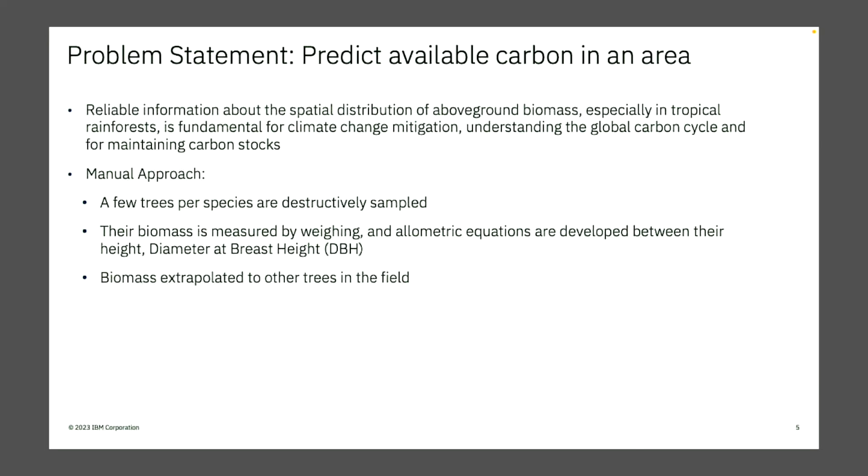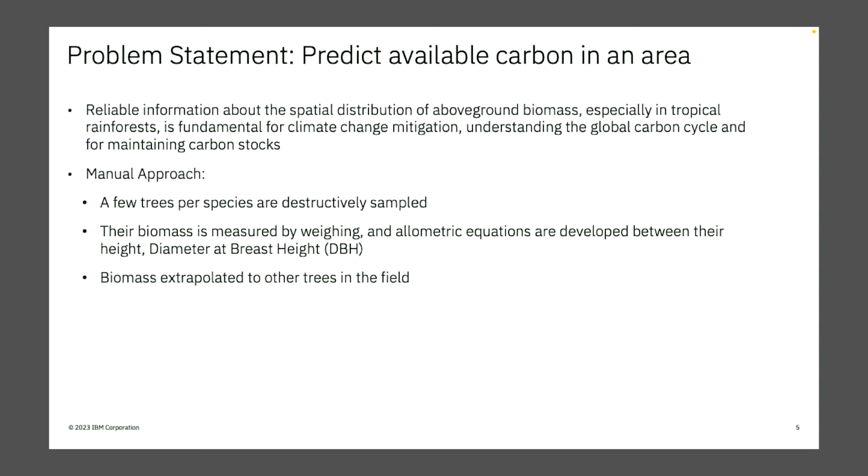Okay, so what is the problem statement here? We want to predict how much carbon is in any area. Let's use the geospatial term: there is a polygon, some area on the earth, and we want to see how much carbon is there. That's our goal. There are lots of manual ways of doing it, but our goal is to make this information reliable and scalable, so that we can take any polygon on the globe and say how much carbon is in that area.